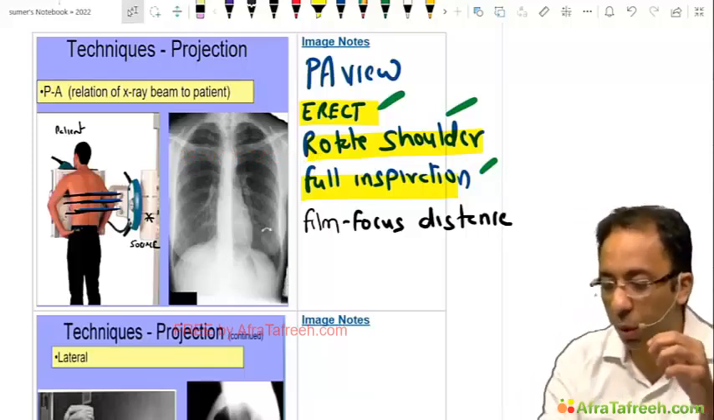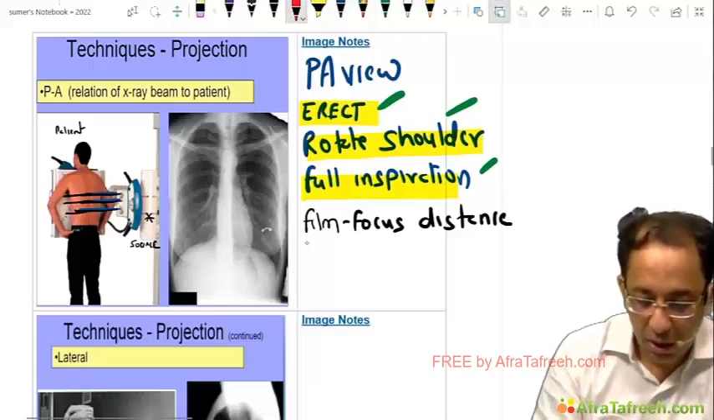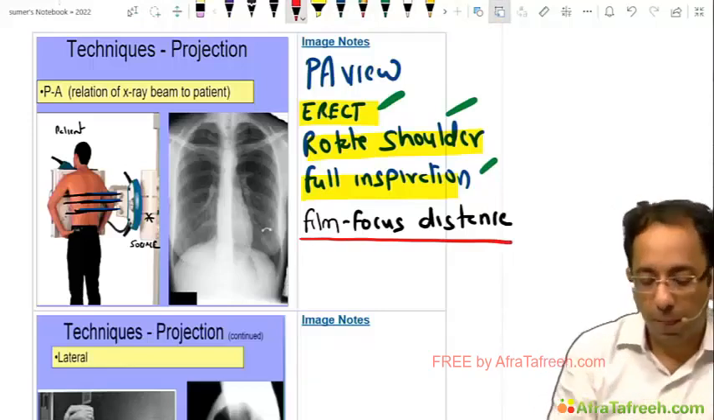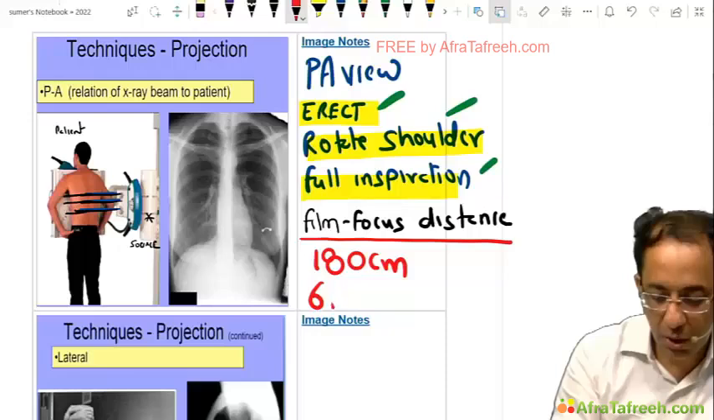I think Shubham Manoj has already picked up the question, but let's see if you can answer. This film focus distance is 180 centimeters in a chest X-ray, which is the same as 6 feet.